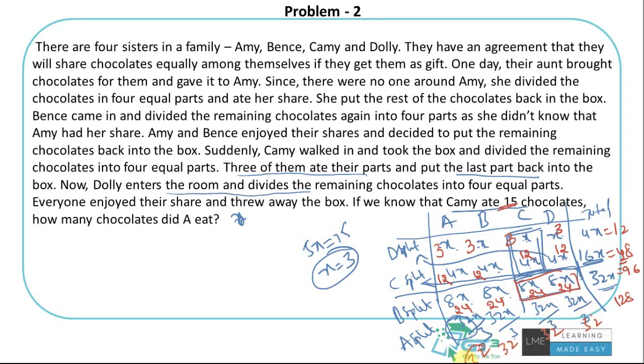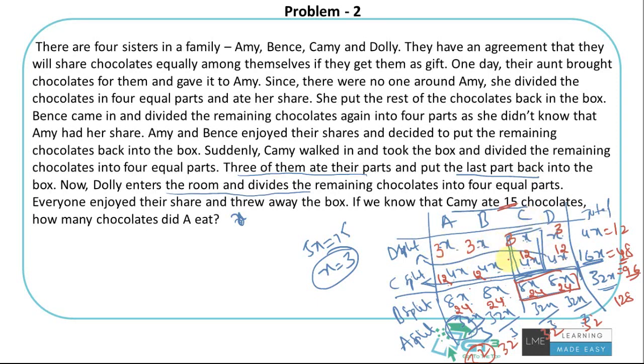A ate her 32 chocolates first before anyone saw it. Then B entered. She saw the remaining 32, 32, 32, 96 chocolates. She felt, I have to split them into 4 equal parts. That's why she split into 24, 24, 24 and 24. Then A and B ate 24 and 24 respectively. Then C entered. She saw 24 plus 24, 48 in the box. She split them into 12, 12, 12, 12. Then A, B and C ate 12, 12, 12. D entered the room. She saw this. And then she split the 12 into 3, 3, 3 and 3.